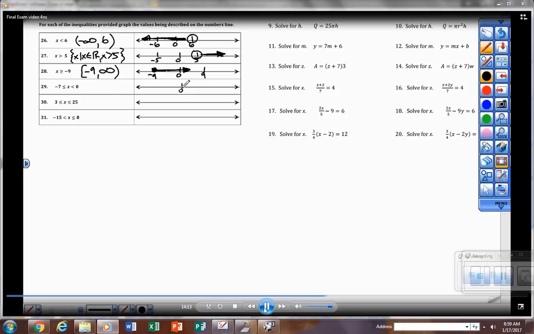These compound ones. This is shaded between -7 and 0, where -7 gets the solid circle, 0 gets the open circle, shaded in between, and then interval notation from -7 square to 0 rounded. Next one, from 3 solid circle to 25, shaded everywhere in between. Interval notation has that from 3 to 25 square.